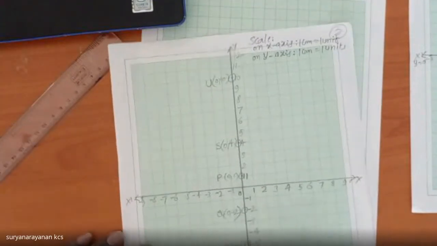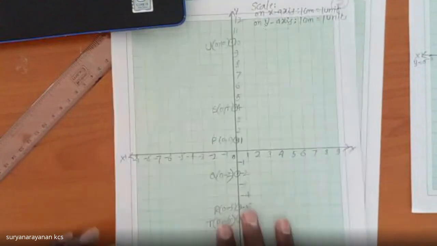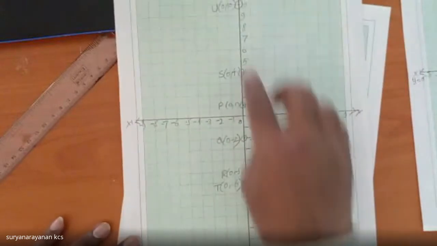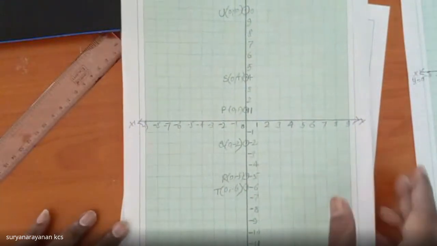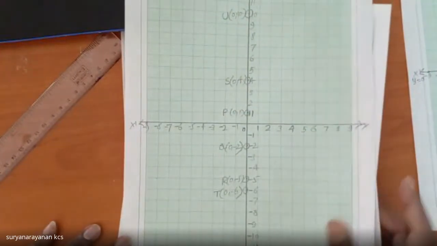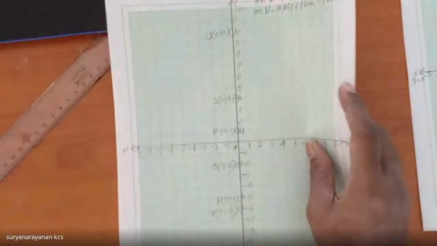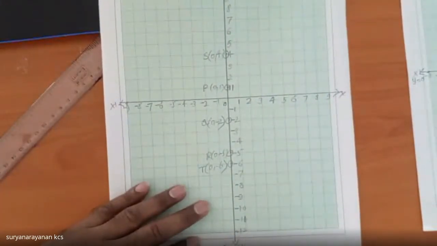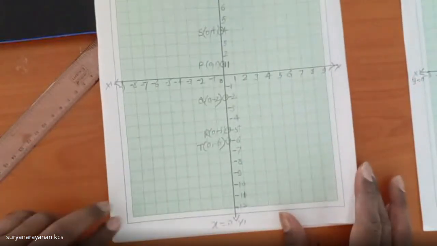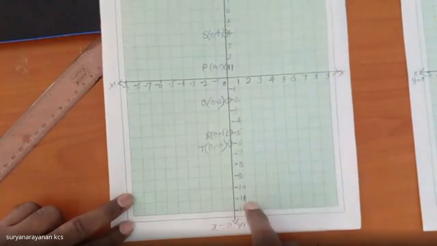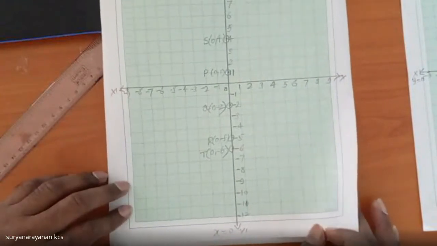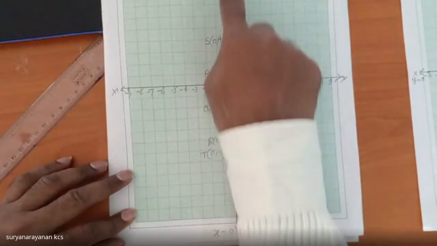If you observe all these ordered pairs, the x coordinate is 0. Therefore, if you join all these points after plotting, you get a straight line. Is it not a straight line? Then what is the equation of this line? x = 0. x = 0 is the equation of the y-axis, because every point on the y-axis has x equal to 0.